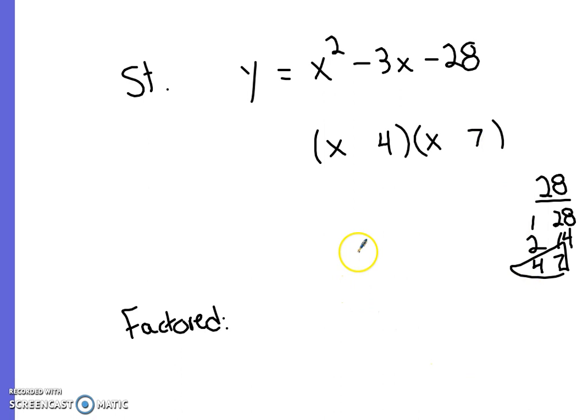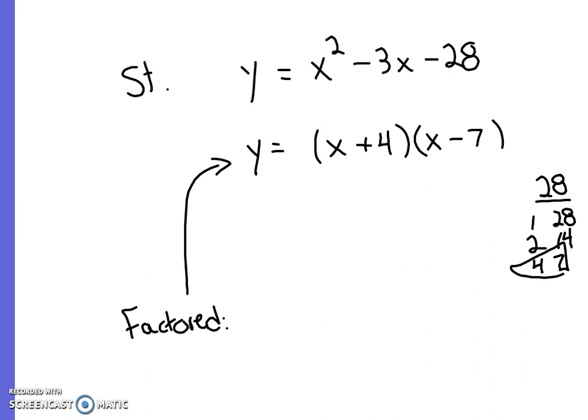And these have to add together to get negative 3. The only way for that to happen is if these are positive 4 and negative 7. So when I FOIL, I get x squared minus 7x plus 4x is negative 3x, and then minus 28. And now we're done. We've gone from standard form to factored form. Okay? So that was pretty straightforward.